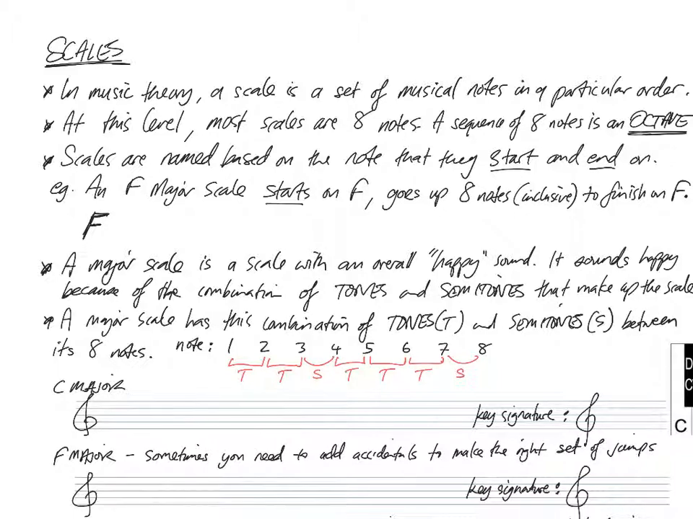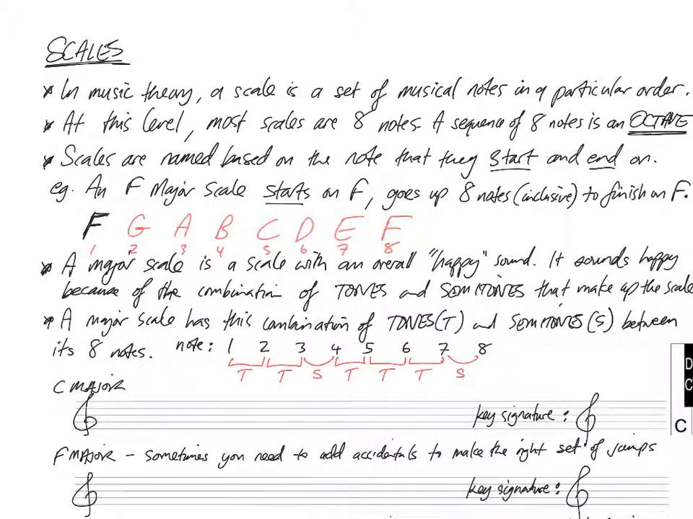Scales are named based on the notes they start and end on. So for example, an F major scale is going to start on an F and it's going to go up 8 notes, that's inclusive of the first one, to finish on F. So if I was to show how that works, what comes after F? G, there is no H, it starts back at A again, B, C, D, E, F. So you can see 8 notes here, 1, 2, 3, 4, 5, 6, 7, and 8. And that set of 8 notes starts on F and ends on F.